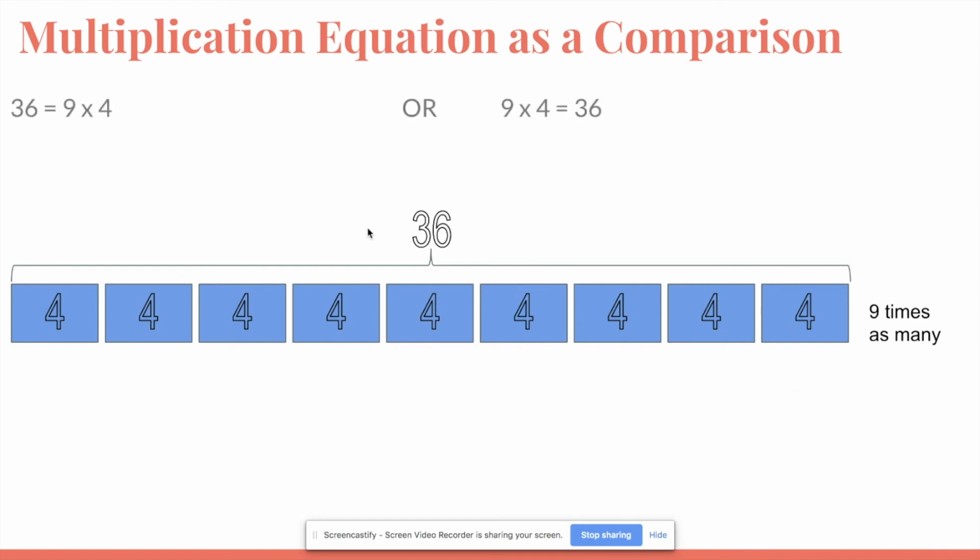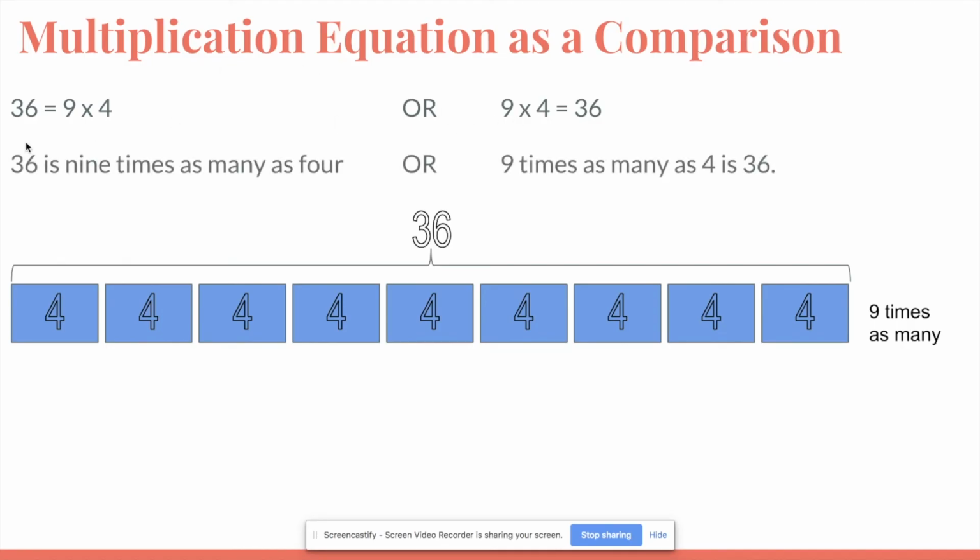So here's how we can write it. 36 equals 9 times 4, or 9 times 4 equals 36. And so we could read this as 36 is 9 times as many as 4, or on this one, we would read it as 9 times as many as 4 is 36. Piece of cake, you got this.